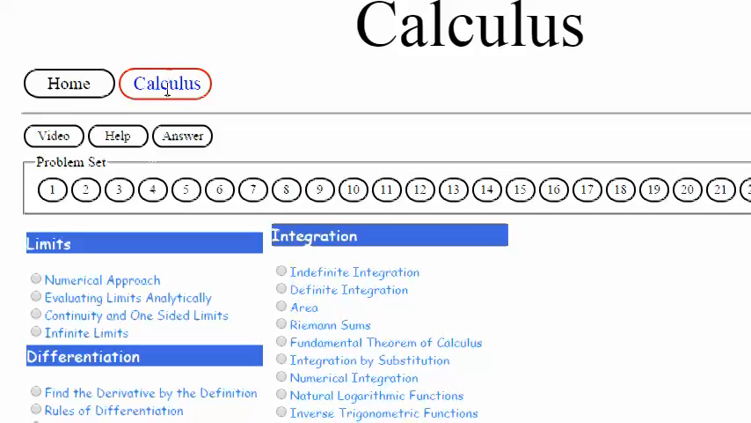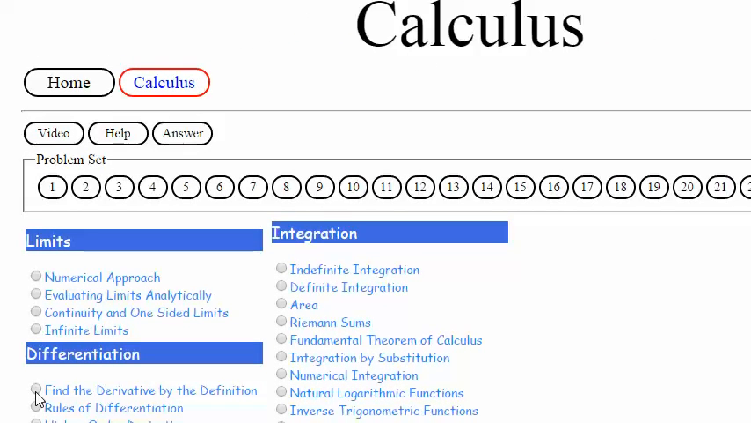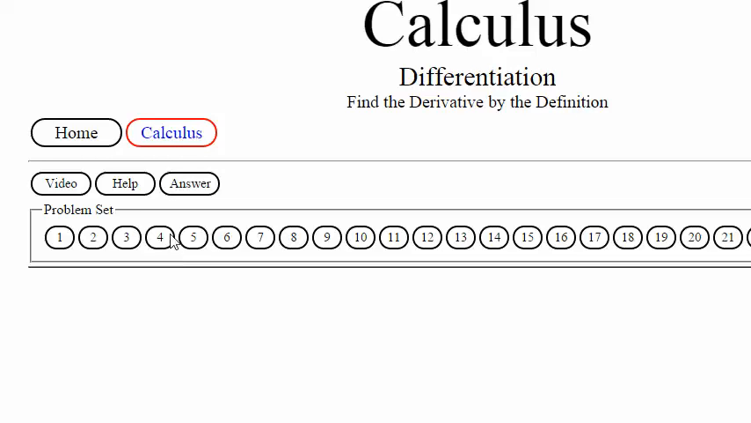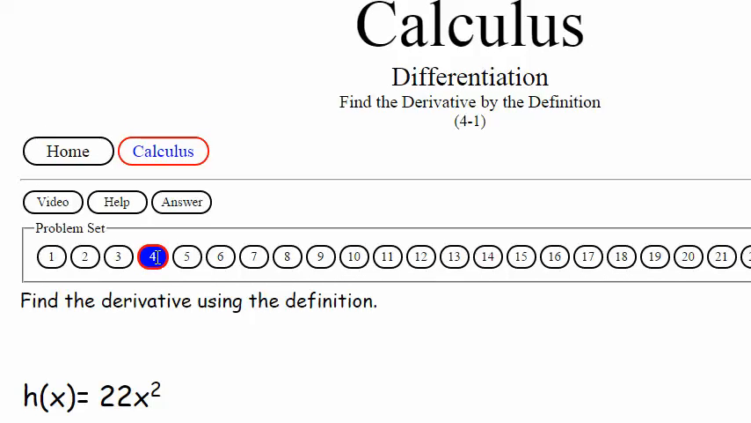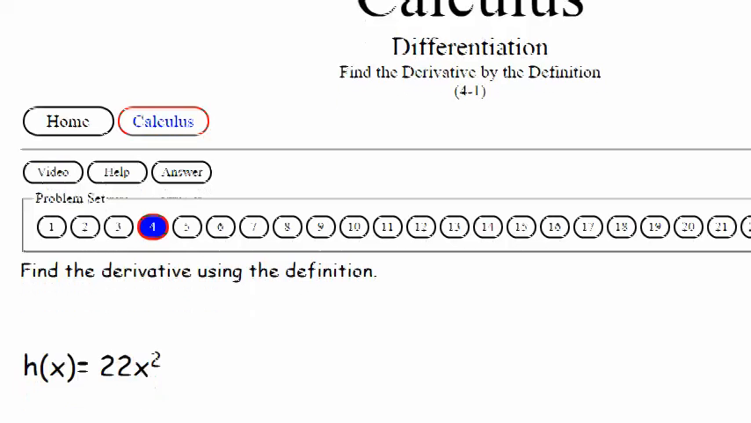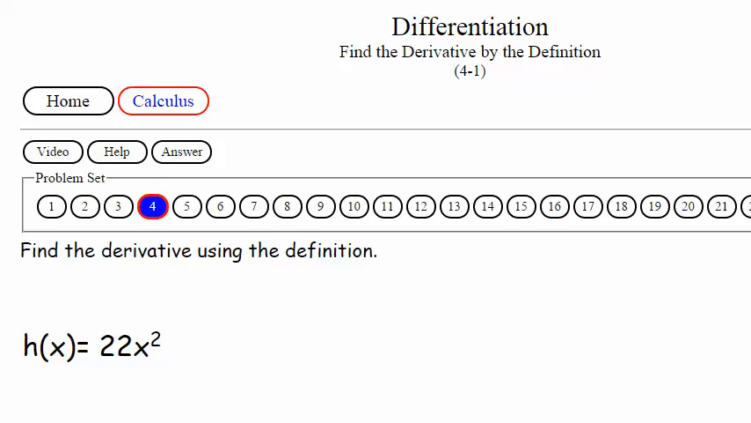We'll want to click the calculus, go down to find the derivative by the definition, and I believe that's the problem we're looking at right there. So let's write that down. H of x is equal to 22x squared, and we want to find h prime of x.